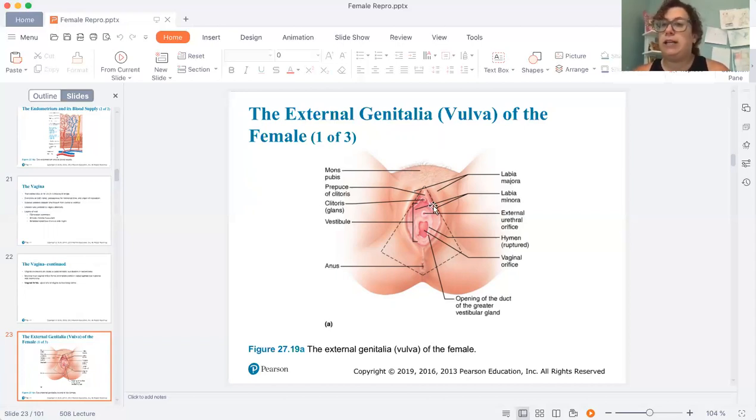Then, just like in the male reproductive system, there's a prepuce, or a foreskin, in essence, and the clitoris, which is the glans, which is almost equivalent to the glans of the penis.